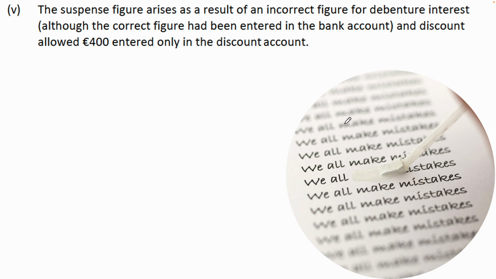The suspense figure arises as a result of an incorrect figure for debenture interest, although the correct figure had been entered in the bank account. And discount allowed 400 entered only in the discount account. Okay, so suspense account is created because we all make mistakes, right? The trial balance did not equal.